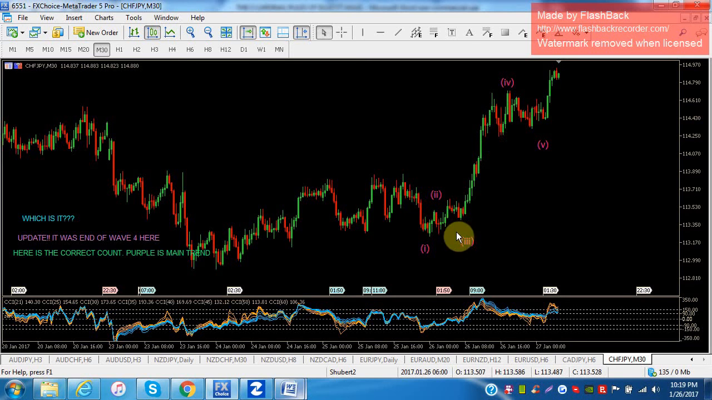In this case, it's not even really close. But wave 4, which is this wave here, this ABC down, cannot go into the price area of wave 1, which this did not.